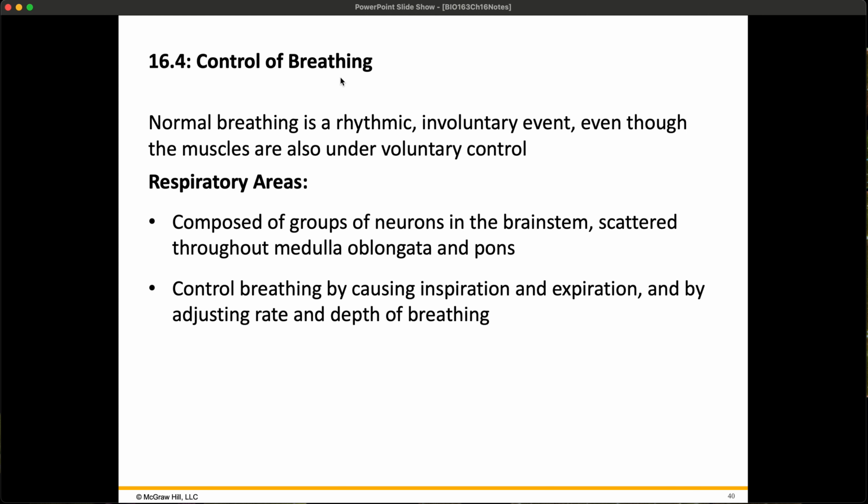All right, so thinking about that, look at our control of breathing. So normal breathing is a rhythmic, involuntary event. You don't really think about it, even though you do have the ability to take control of your respiratory rate. For the most part, it's just doing it on its own. There are a couple of different areas in the brainstem that control breathing. You have neurons in the medulla and the pons that can affect the rate and depth of breathing.